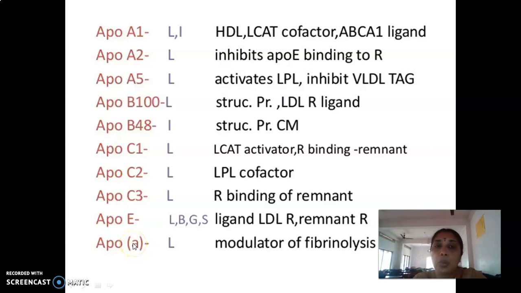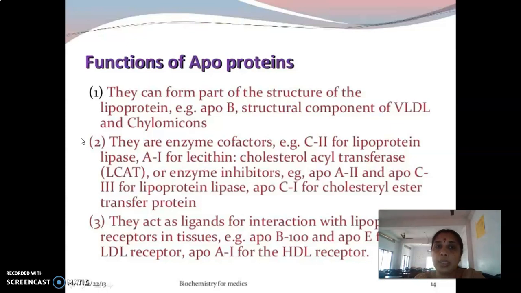Okay, so next we move on to the metabolism of individual lipoproteins. The functions we have already told: they form a part of the lipoproteins. They can act as cofactors, like ApoA1, a cofactor of LCAT, etc. Then they can also act as ligands for interaction with receptors, right? That is ApoB100 and ApoE for the LDL receptor, ApoA1 for the HDL receptor, etc.